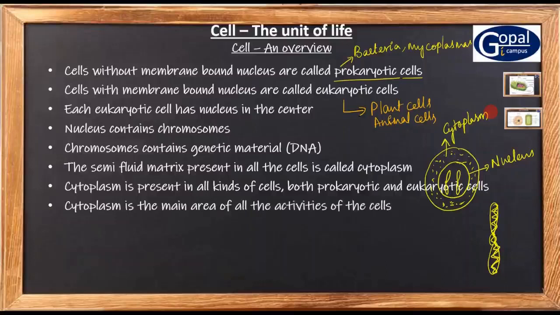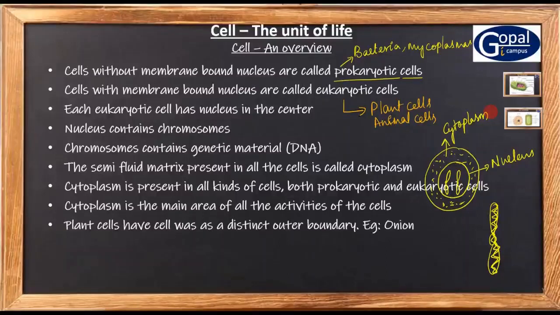So inside the cell, several biochemical reactions, several catabolic reactions, anabolic reactions will be occurring, right? So this cytoplasm is the area where all the activities of the cell take place. Okay, and the eukaryotic cells are again of two types, plant cells and animal cells.